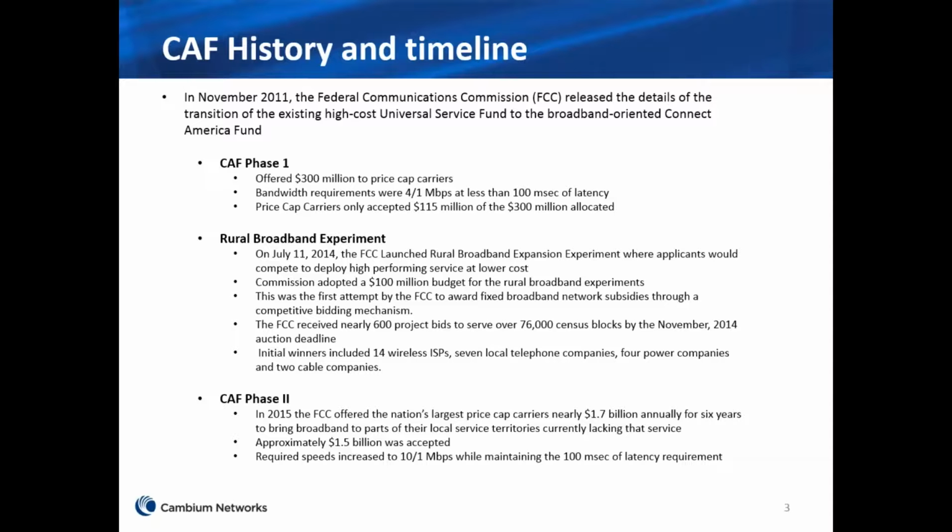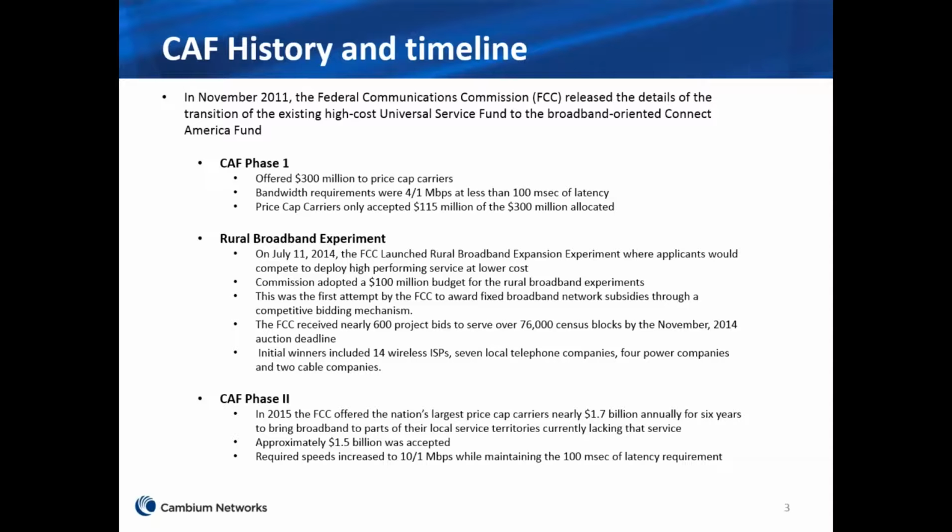The price cap carriers only accepted $115 million of the $300 million allocated. They had some issues with a lot of things. The price per subscriber subsidy was one, as well as a number of others, and they sent petition after petition to the FCC to try to get them to change a lot of the things that they had in CAF Phase 1.